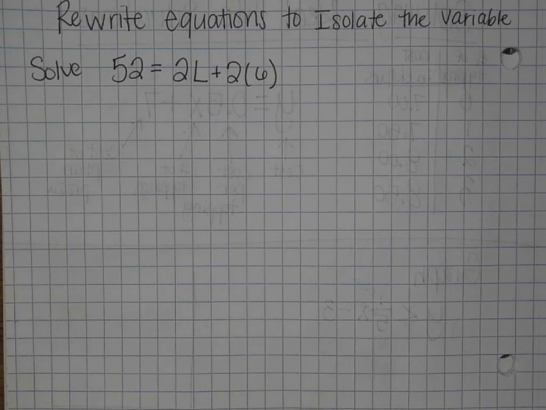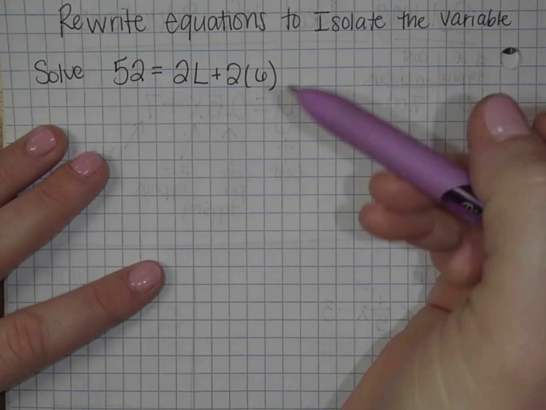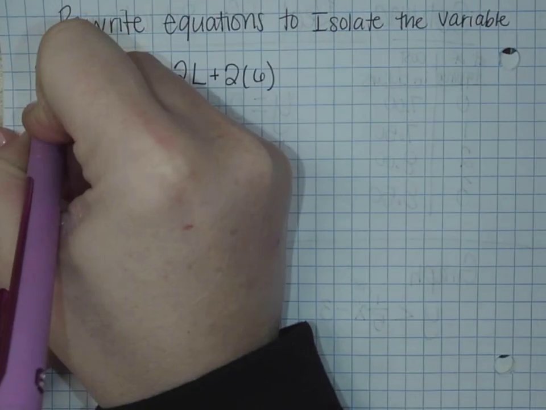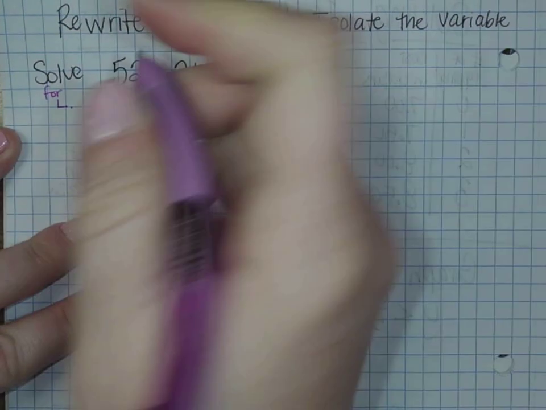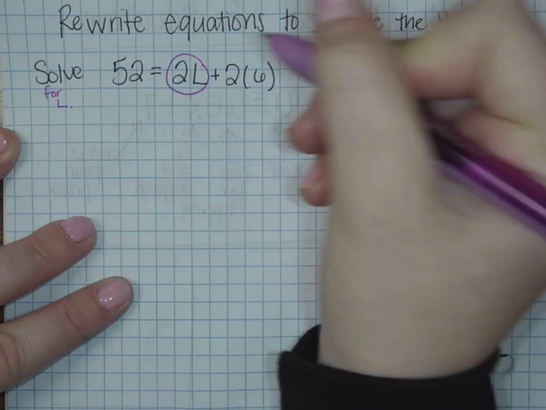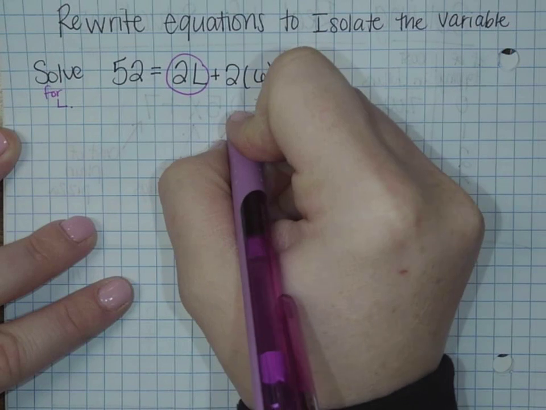So rewriting equations to isolate a variable, depending on what it's telling you to do. If you look at this first problem, this is just a reminder before we actually start doing these ones where we're isolating the variable. So if I'm trying to find the L, so solve for L, I'm going to, of course, circle the variable that I'm trying to get by itself. 2 times 6 is 12.